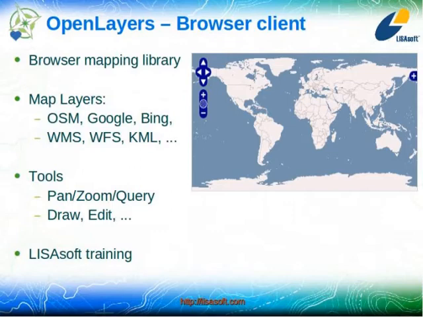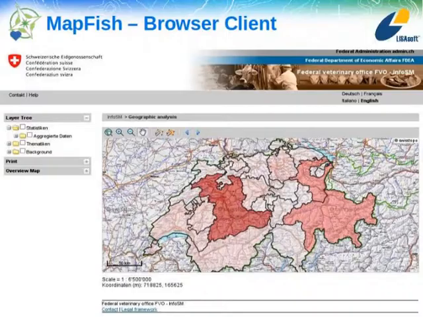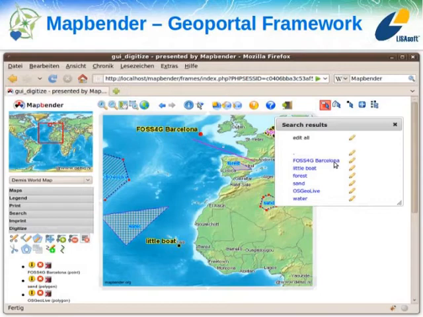It provides all the tools, the pan, zoom, query. It allows drawing, editing, sending data back via the transactional web feature servers, and it's one of the libraries that we provide training in here at Lasersoft as well. Mapfish provides some of the back-end tools. It also integrates with OpenLayers and provides tools, in particular, printing is quite often used, provided through the Mapfish client. MapVendor is another portal framework. Again, I believe they're moving towards OpenLayers.